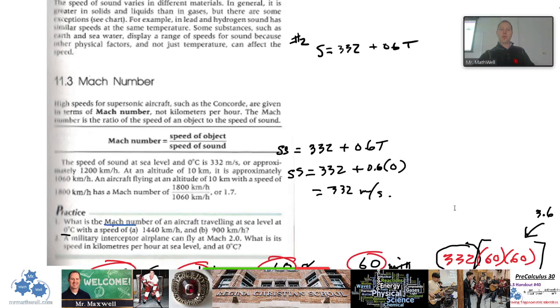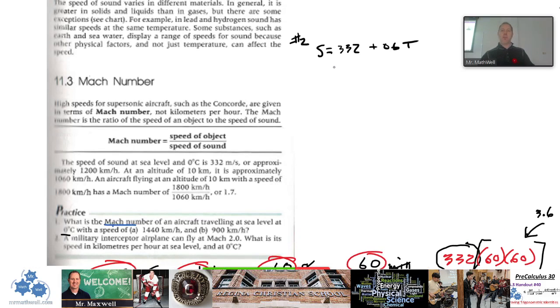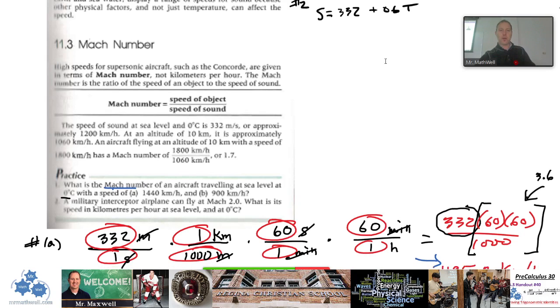Number 2, I think I have number 2 started up here somewhere. So let's take a look at number 2. Obviously, speed of sound is 332 plus 0.6 times the temperature. What does this question say, though? A military interceptor airplane can fly at Mach 2.0. What is its speed in kilometers per hour at sea level and 0 degrees Celsius? Well, from question number 1, we know what the speed of sound is at 0 degrees and sea level. We won't worry too much about that.